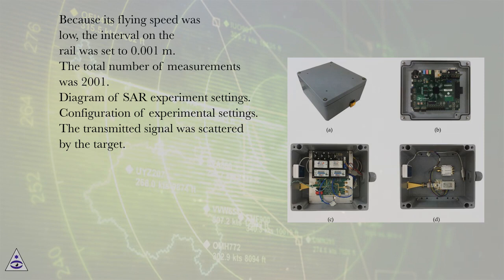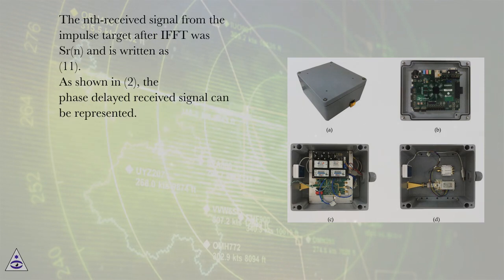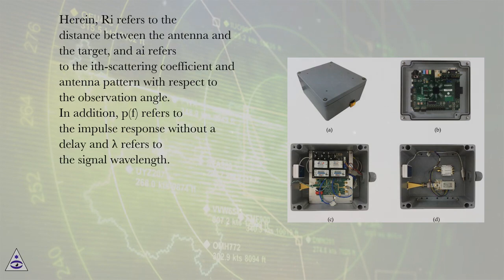Configuration of experimental settings. The transmitted signal was scattered by the target. The nth received signal from the impulse target after IFFT was s_Rn and is written as (1). As shown in (2), the phase delayed received signal can be represented. Herein, R_e refers to the distance between the antenna and the target, and i refers to the ith scattering coefficient and antenna pattern with respect to the observation angle. In addition, p_f refers to the impulse response without a delay and lambda refers to the signal wavelength.